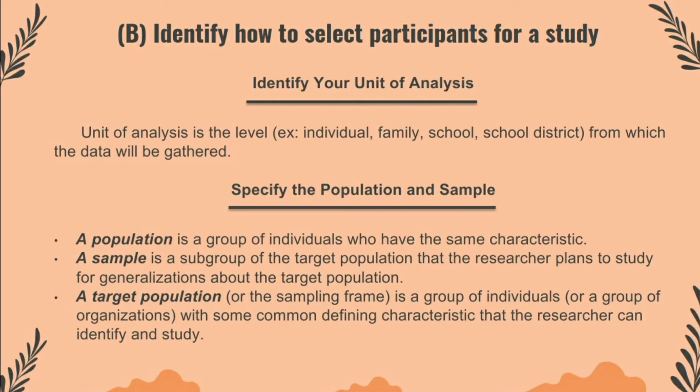Identify how to select participants for a study. First, identify your unit of analysis. Unit of analysis is the level, for example, individual, family, school, and school district, from which the data will be gathered. Next, you must specify the population and sample. Before specifying, firstly, you must know the definition of population, sample, and target population.